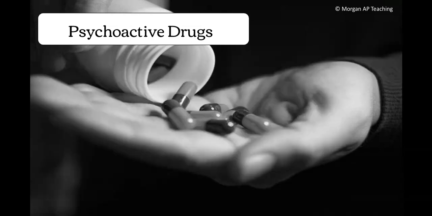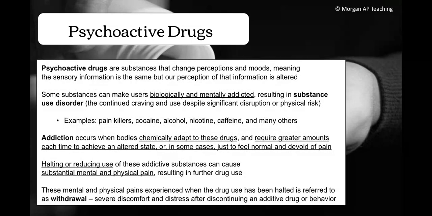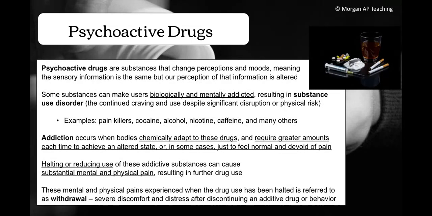So addiction can occur when the body becomes chemically dependent on these drugs. Tolerance goes up. Now you need to take more of these drugs to feel the effects, and there can be withdrawal effects. So let me put up the slide. You can take this down now. Move on to slide 2.